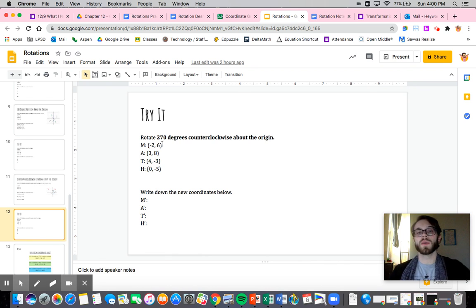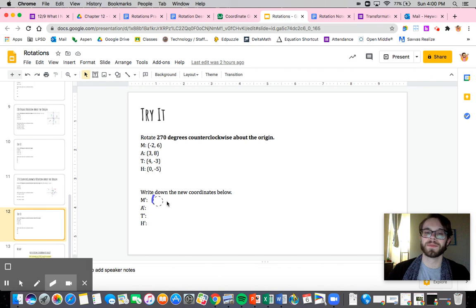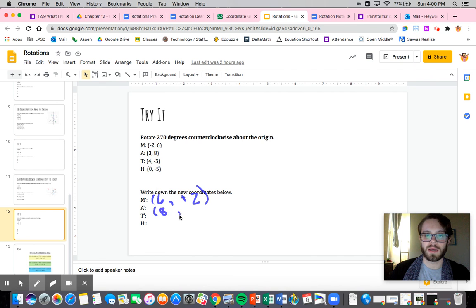So let's do this one. We're going 270 degrees counterclockwise about the origin. Again, I am going to flip and then make the second part negative. So this would become negative, not negative 2. I forgot to flip. It would become 6, negative 2, and I change the sign so that becomes positive. It would become 8, 3, make it negative. Negative 3, 4, make it negative. Negative 5, 0, and making 0 negative doesn't change anything, so I just leave it alone. And that is all there is to it.